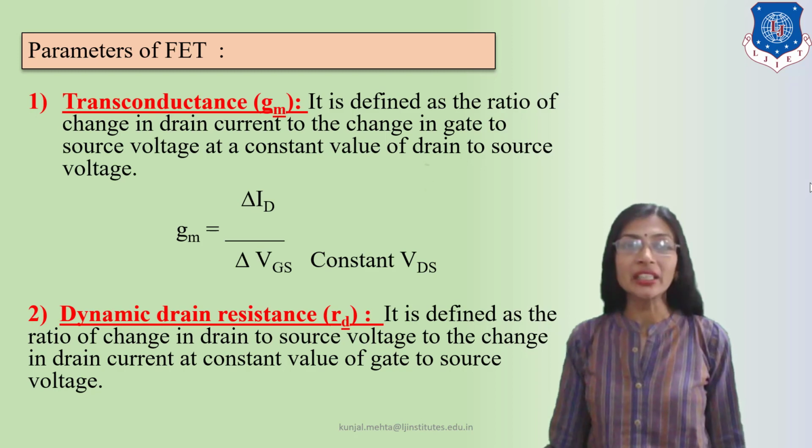Now let me define the different parameters of FET. We will study here the two main definitions of JFET. One is transconductance, denoted by GM, and another is dynamic drain resistance, that is RD. The transconductance is defined as the ratio of change in drain current to the change in gate to source voltage at a constant value of drain to source voltage.